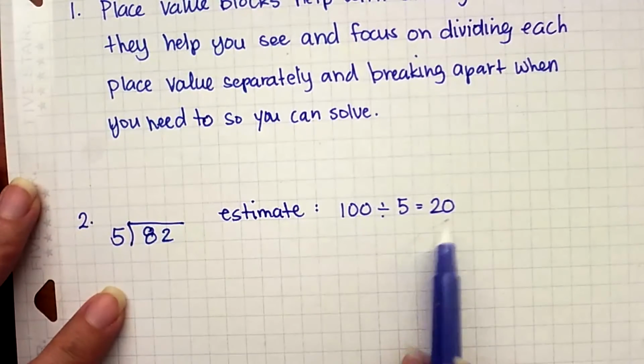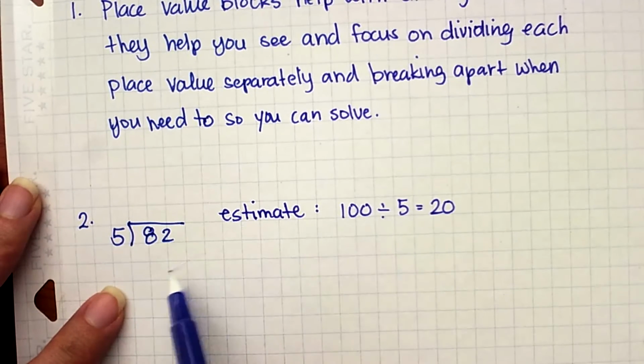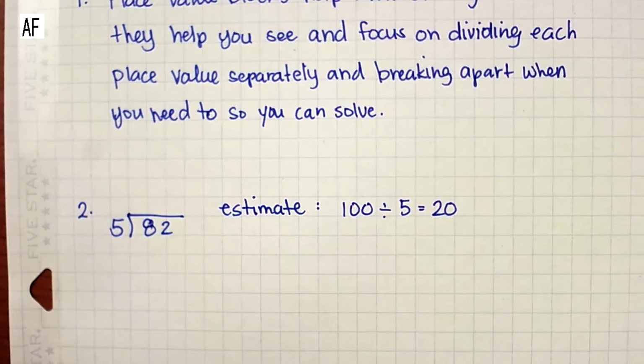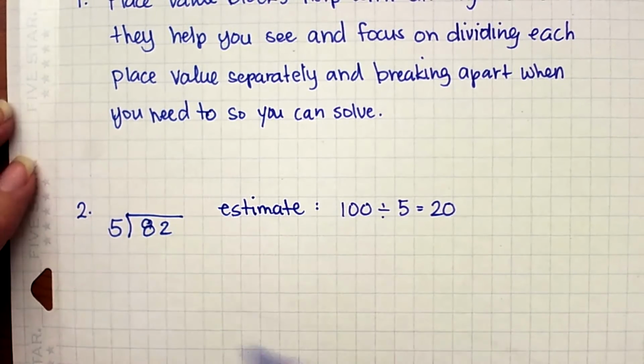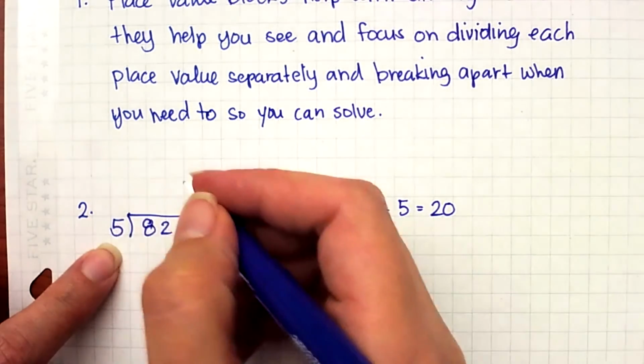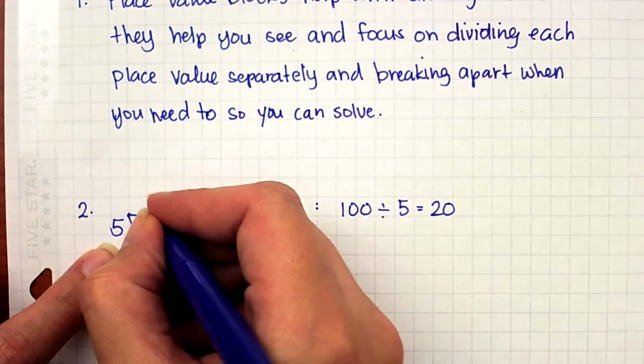So I know my answer is going to be less than 20 because I took 82 up to 100, right? We rounded up, so that means our real answer is actually going to be less. So how many groups of 5 are in 80? Well, I know there's at least 10 groups of 5.